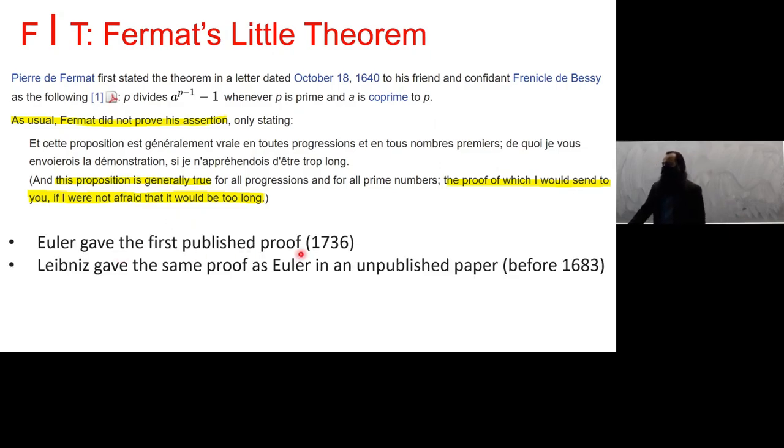Okay, so Euler gave a proof in 1736, much later, it took 96 years to prove this. But actually, Leibniz gave the same proof earlier than Euler, he just didn't publish it. It's in an unpublished manuscript that was found by some historian later. That was before 1683, at least as far back as 1683. So it took 43 years to prove this thing. Okay, now, Frenicle de Bessy, does anyone know this guy? Okay, I didn't know him either until I started studying Fermat's little theorem.